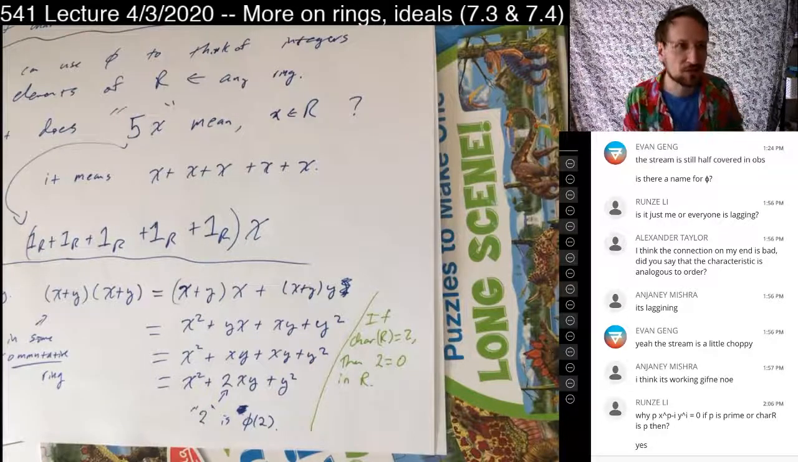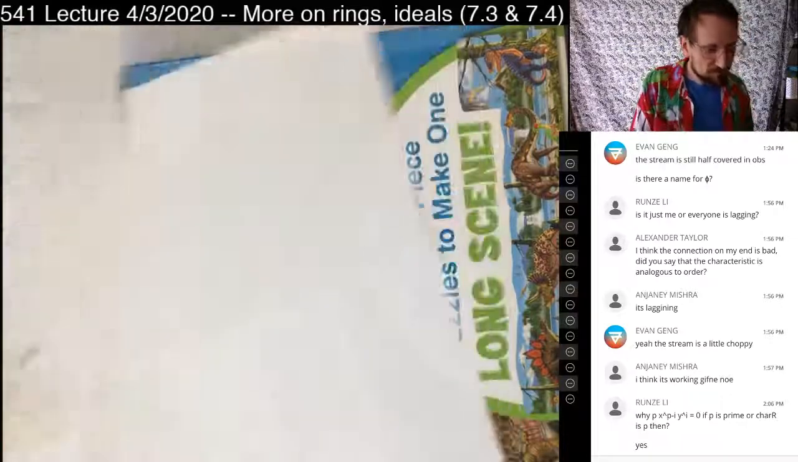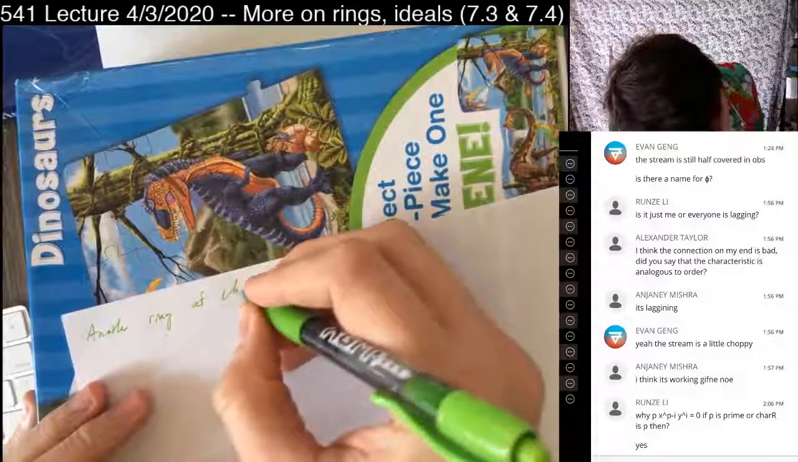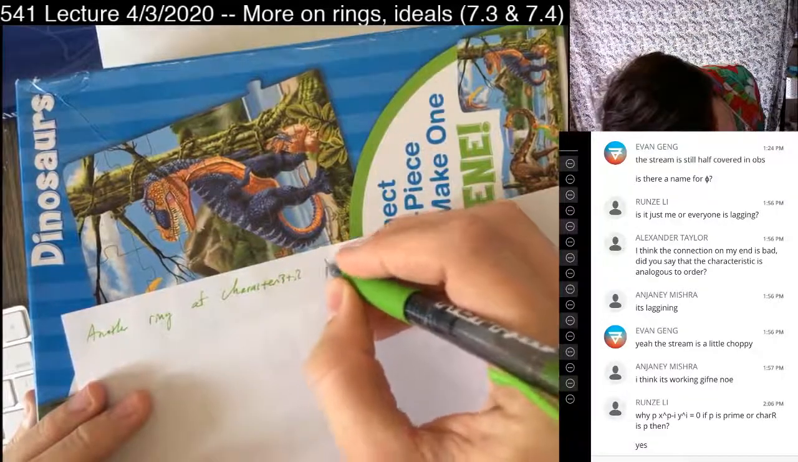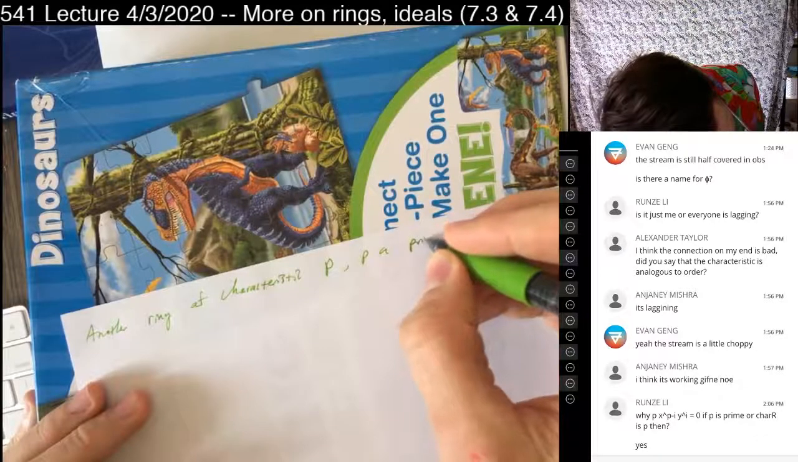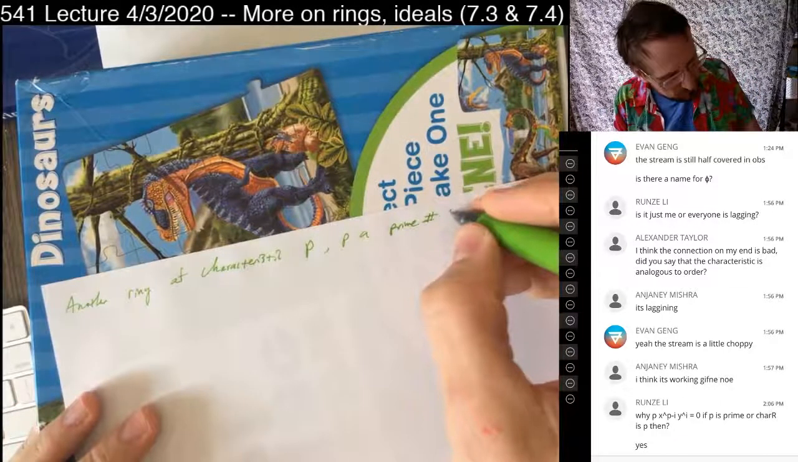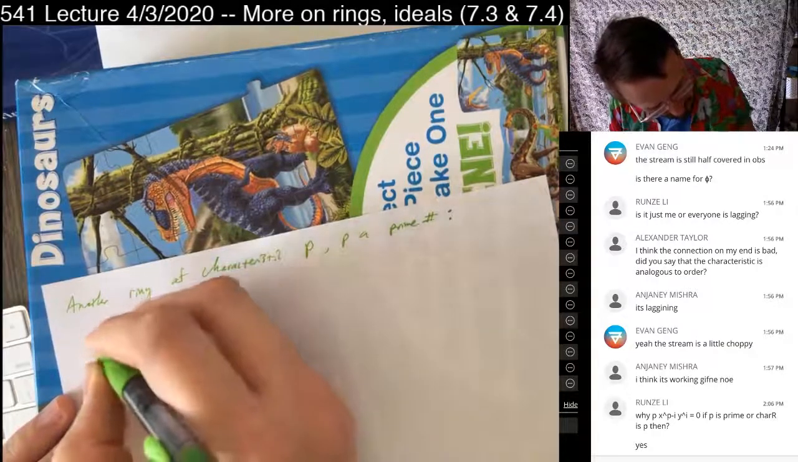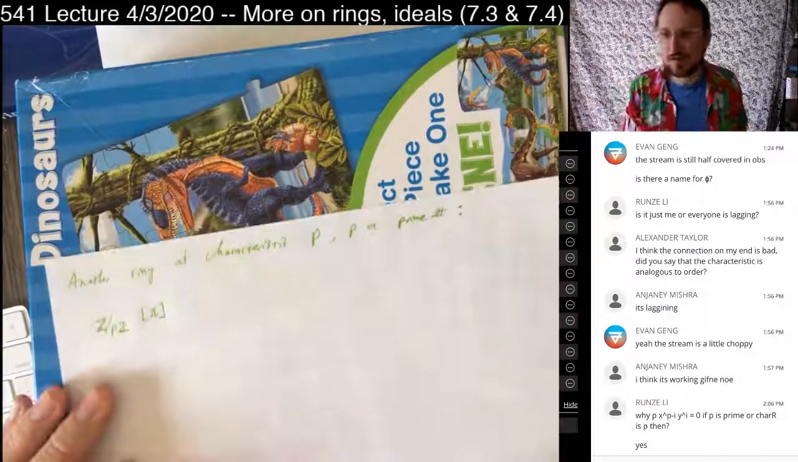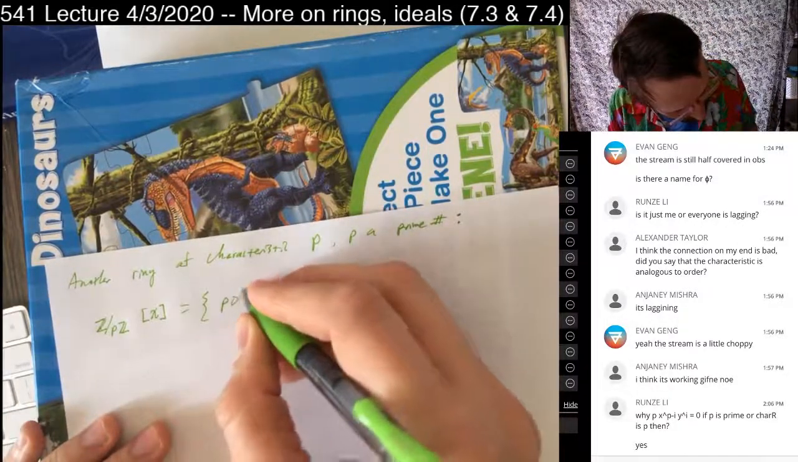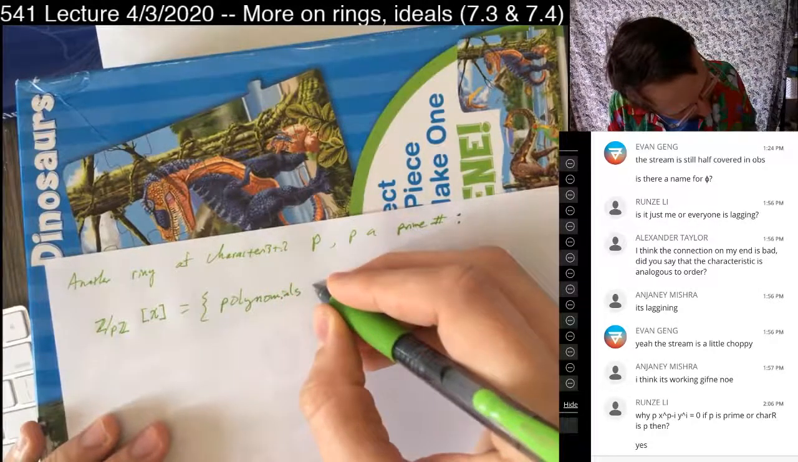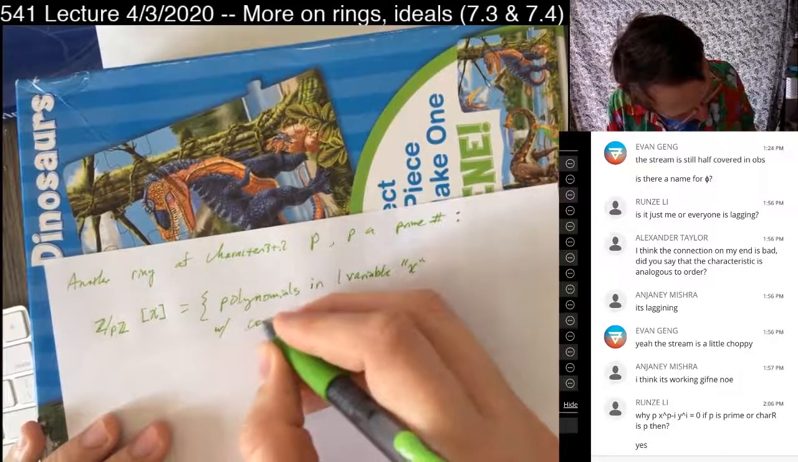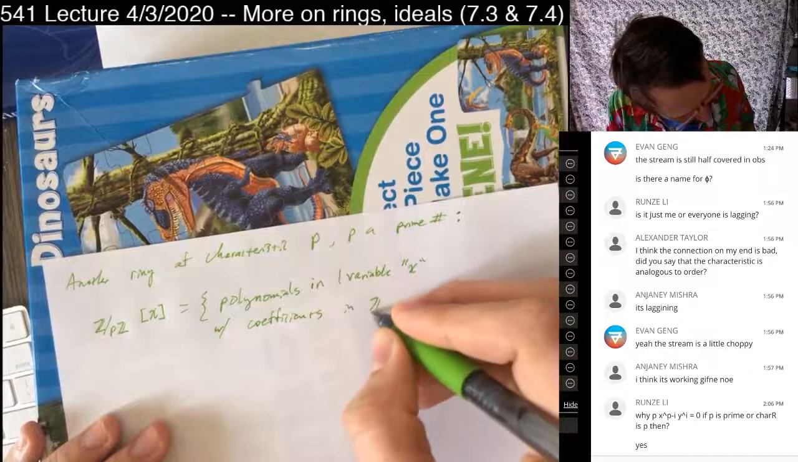But there are other good examples, we can talk about more examples. Another good example of a ring of characteristic 2, or another ring of characteristic p, where p is a prime number, would be this ring Z mod pZ adjoin x, which is equal to the set of polynomials in one variable called x, with coefficients in Z mod pZ.